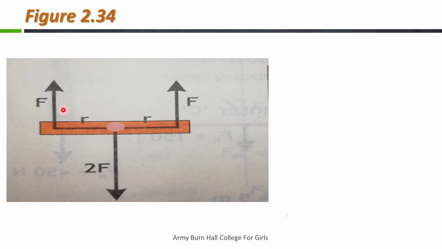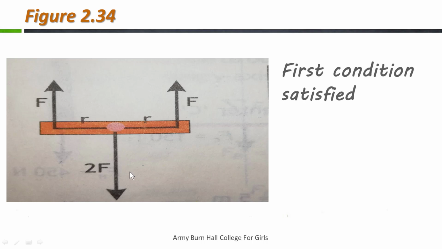So over here 2F minus 2F will give us 0. First condition of equilibrium is satisfied. If the first condition of equilibrium is satisfied, it means that this body is in static equilibrium, that there is no linear acceleration.